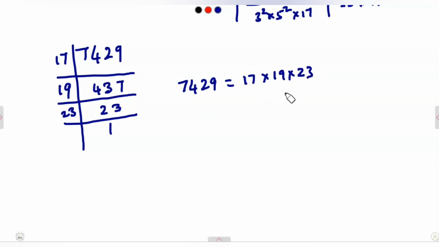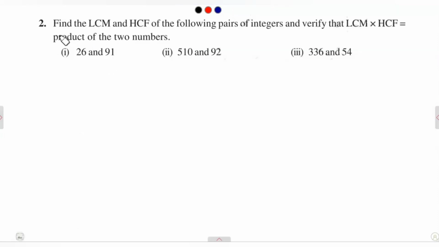No prime number is repeating, and this is only the prime factorization, and it is also in increasing order. So it is the prime factorization of 7429. Let's go to the second question. Let us see the second question.